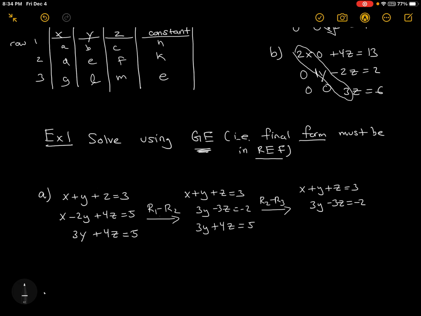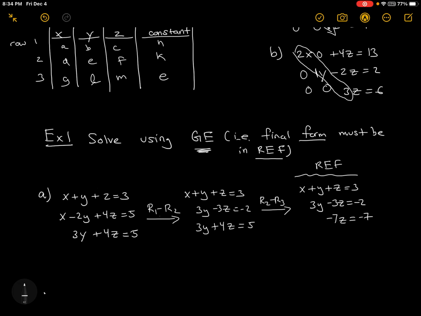3y minus 3y is 0. Negative 3z minus 4z is negative 7z. And negative 2 minus 5 is negative 7. Okay, so this is now in REF form, row echelon form. So what's row echelon form? Let's double check. Each leading coefficient, this 1 right here has zeros below it. This 3 right here has zeros below it. Okay, so I'm good with that.